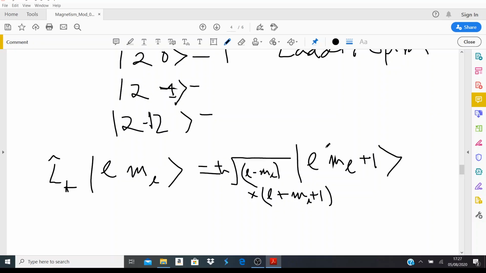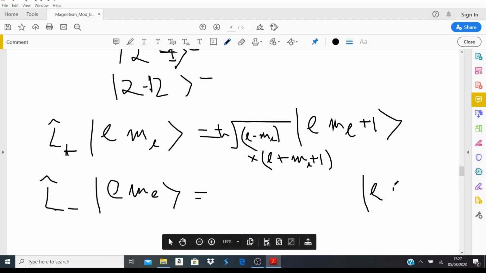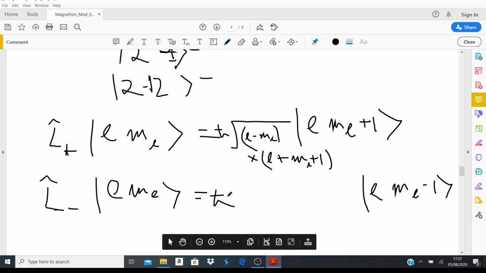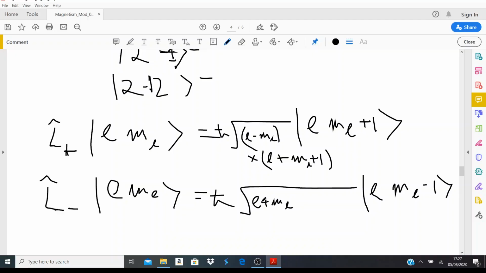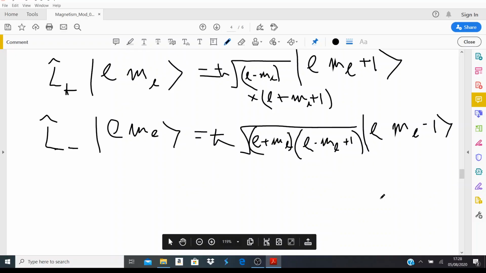That's how this L plus operator operates on the state. And for the L minus, let's say we have the state L, ML. For sure we know this will bring the ML down, right? So it will be L, but ML minus 1, but the value is ħ times the square root of L plus ML. Take this as a rule, don't worry how to derive them, but take them as a given rule for calculation.